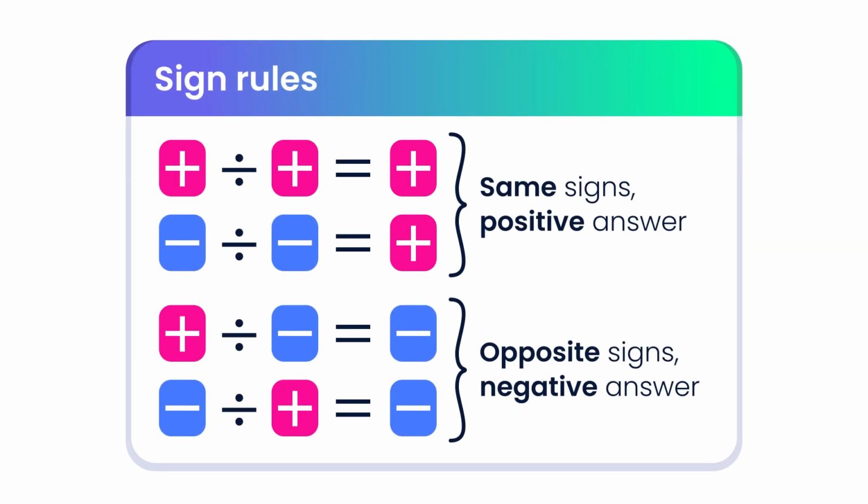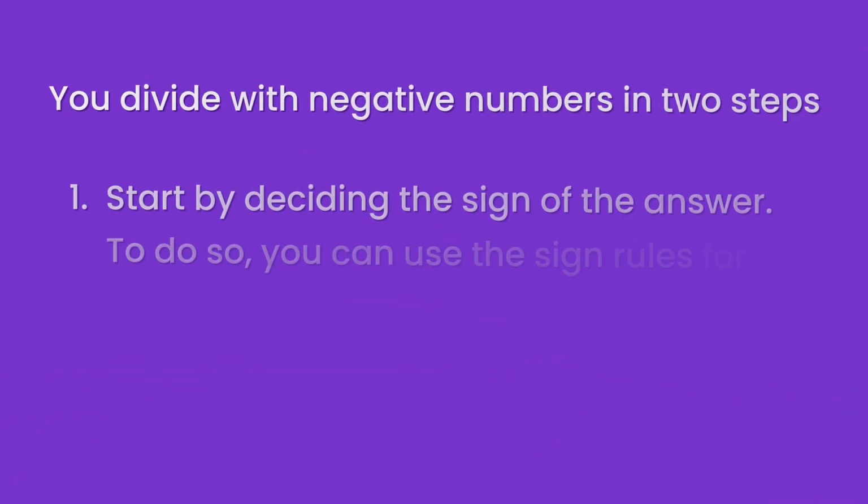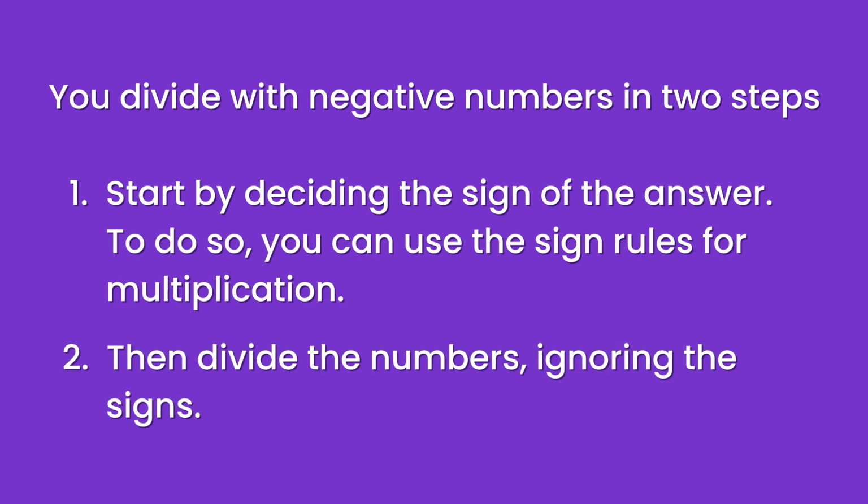And there you go. By remembering the sign rules and the 2-step procedure, you can find the answer to a bunch more division problems. You divide with negative numbers in 2 steps. Start by deciding the sign of the answer. To do so, you can use the sign rules for multiplication. Then divide the numbers, ignoring the signs.